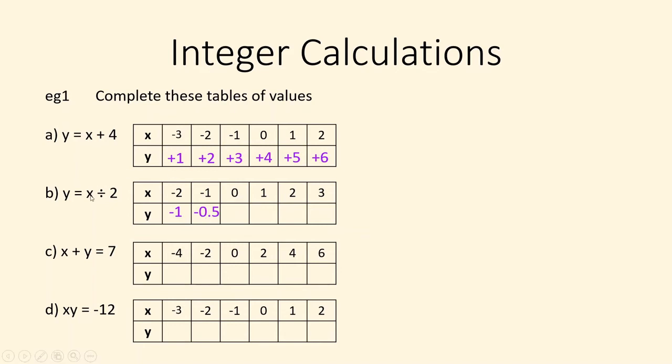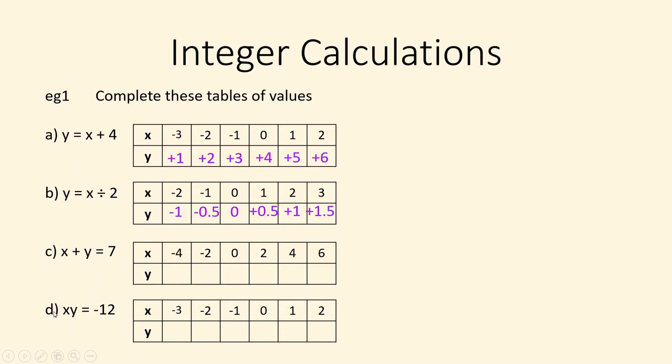Next, if x is 0, 0 divided by 2, it's not impossible. If you have 0 and you cut it in half, you will still have 0. If x is positive 1, 1 divided by 2 is a half, or 0.5. Positive 0.5 because the signs are the same. Again, if x is 2 divided by 2, positive 2 divided by positive 2, my answer is positive because the signs are the same. It's positive 1. And finally, if x is 3, positive 3 divided by positive 2, the signs are the same, so my answer will be positive. That's positive 1.5.